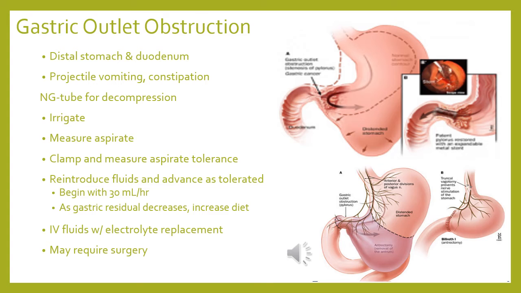You can see in the picture on the bottom of the slide where the surgical intervention is to remove the distal distended part of the stomach along with the duodenum and attach the small intestine to the stomach, bypassing that sphincter part.